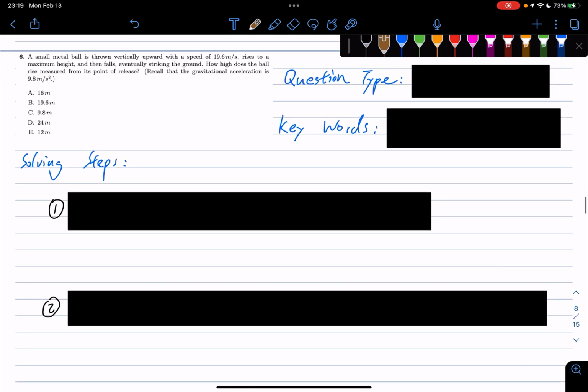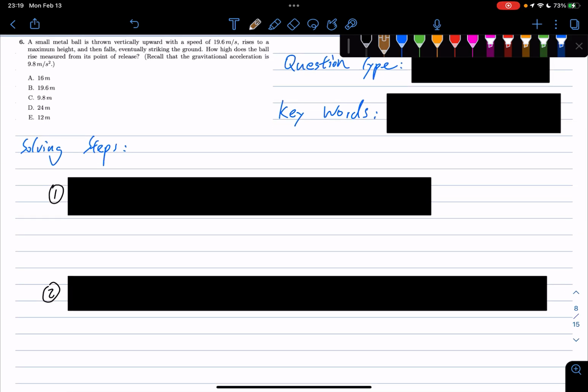And then question number 6. A small metal ball is thrown vertically upward with the speed as such, rises to a maximum height, and then falls, eventually striking the ground. How high does the ball rise, measured from the point of release? And then they give you the gravitational acceleration, which is 9.8 meters per second squared.